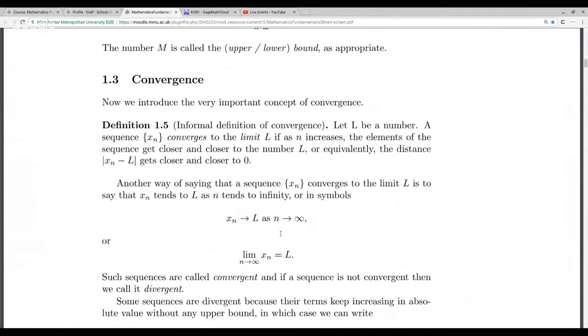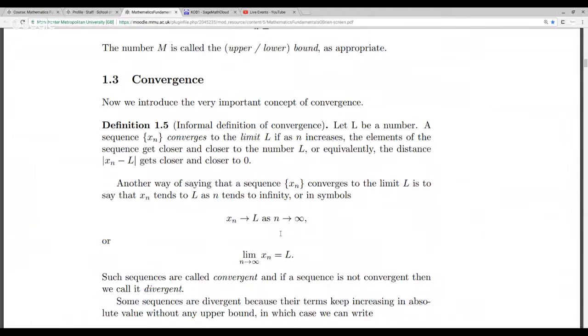Other types of notation that are used, there's two main ones. You can say xn arrow L as n arrow infinity, except you'd read that in English as xn tends to L, or xn converges to L, as n tends to infinity, or as n goes to infinity. Try and avoid saying converges to infinity, because infinity isn't a number in the same way as the number L. So you can write it like that.